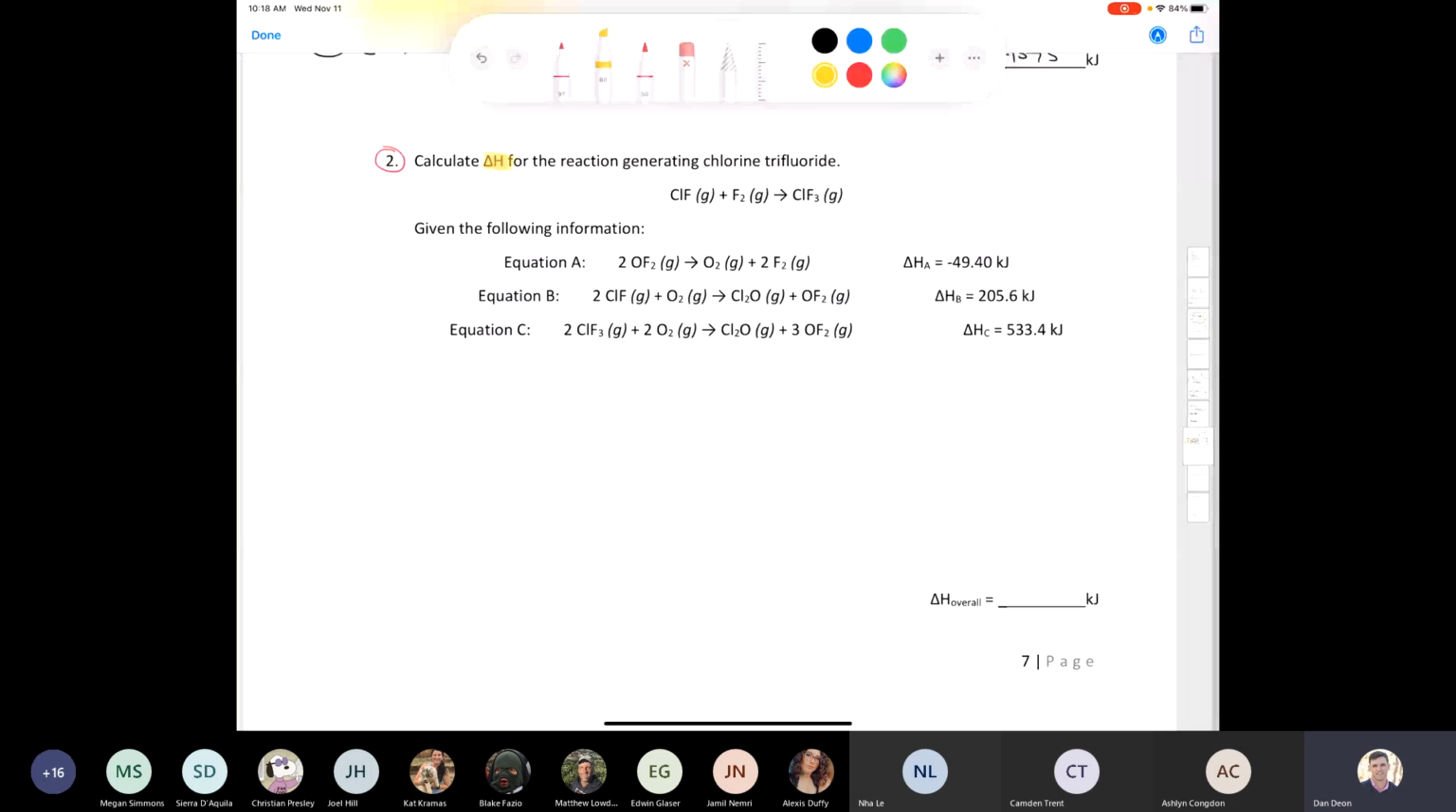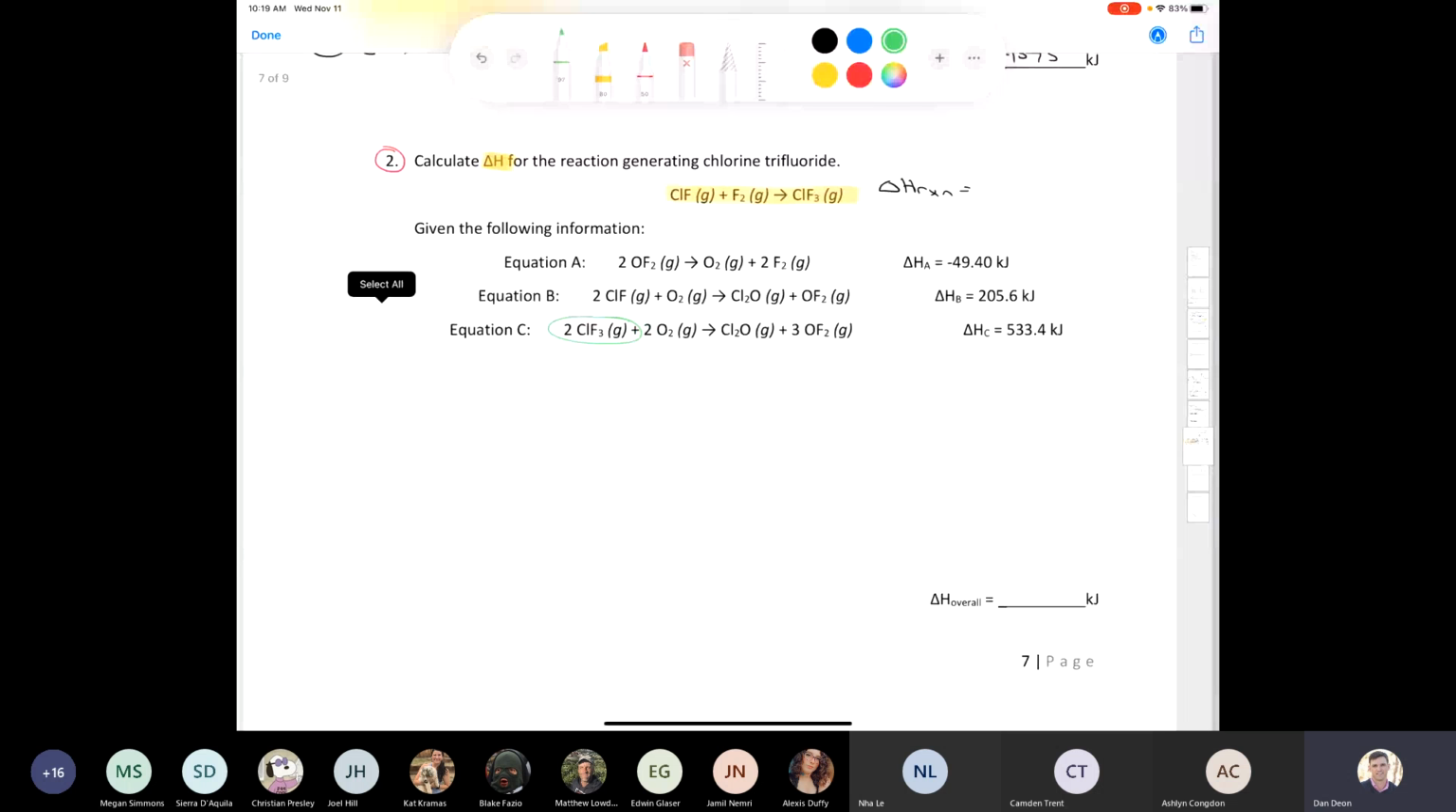It says here, calculate delta H for this reaction, generating chlorine trifluoride. So we have ClF gaseous plus fluorine gas gives us chlorine trifluoride gas. And we're given all 3 of these beautiful equations, and we want to end up with that reaction that I have highlighted in yellow. We want the delta H of this reaction, don't we? Well, the first thing I notice here is the chlorine trifluoride is only found in equation C.